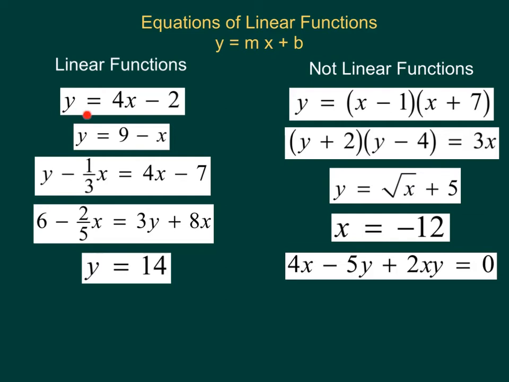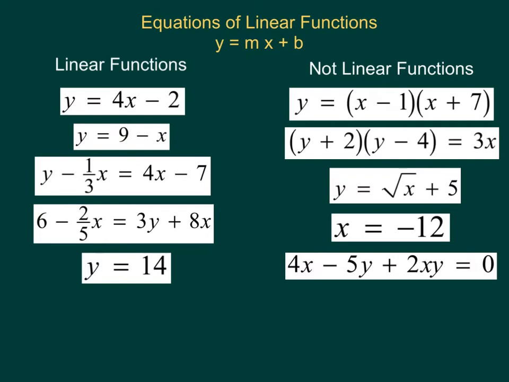And this first example is the most obvious. It looks very much like y equals mx plus b, which you might remember is slope-intercept form. And y equals 4x minus 2 is a linear function. You see the 4 would be taking the place of the m and the negative 2 replacing the b. And the next ones are all still linear functions, even though they don't necessarily look like it. Y equals 9 minus x, you could just move some things around, but you see that there's a y, there's an x, and there's nothing really strange happening.